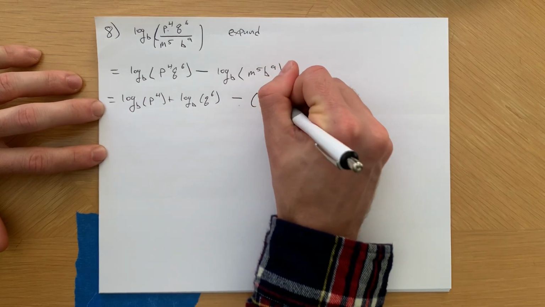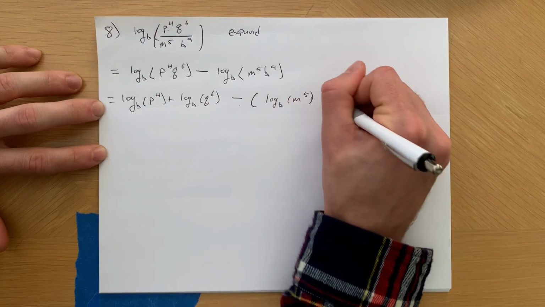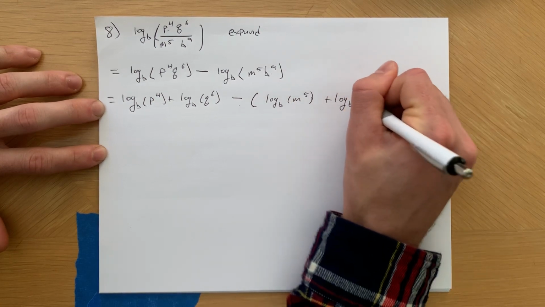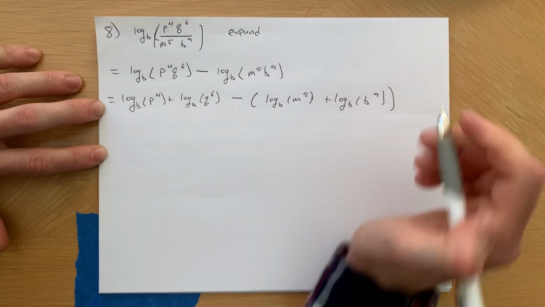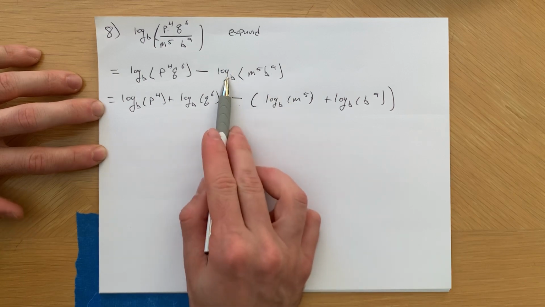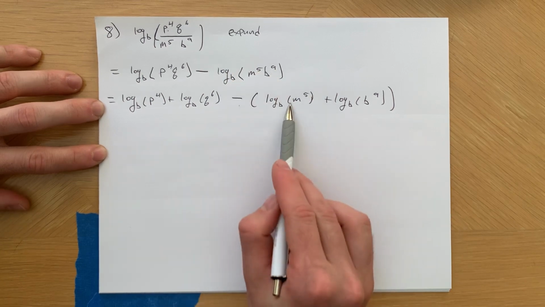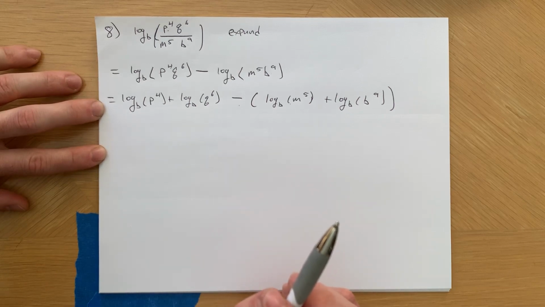So we're going to have log base b of m to the 5 plus log base b of b to the 9. And we need to put this piece we just did here in parentheses. So this log base b of m to the 5 b to the 9 turns into this piece, and the whole thing needs the minus sign. Okay, so now let's do the next step.